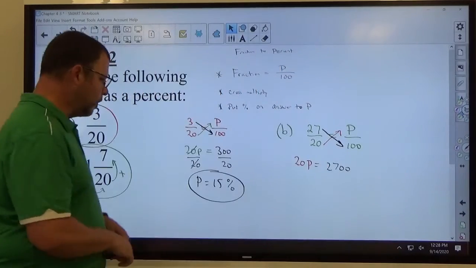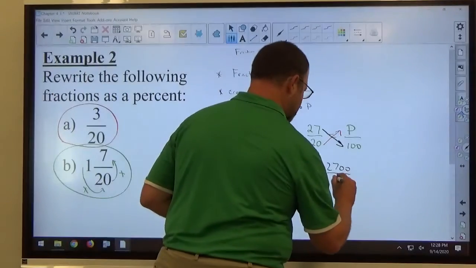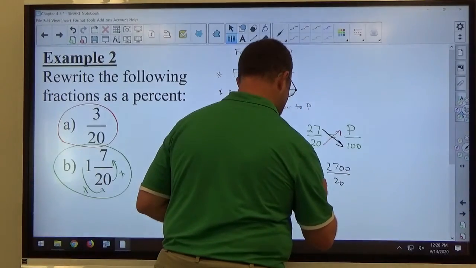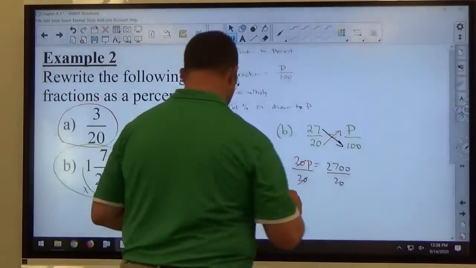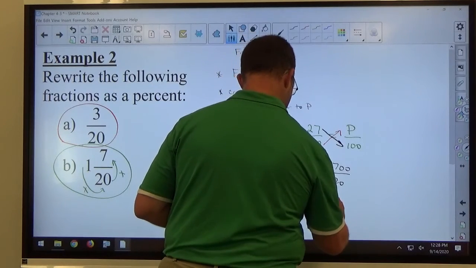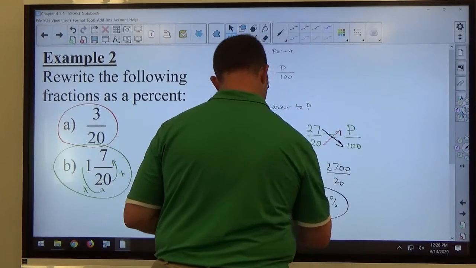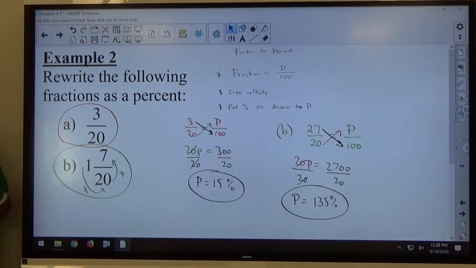If 20P is equal to 2,700, we divide both sides by 20. We do 2,700 divided by 20, we get 135. Again, put the percent symbol on. If you're supposed to write your answer as a percent, if you're trying to find a percent, it should have a percent symbol on it. That identifies it as a percent instead of a whole number or a decimal number.